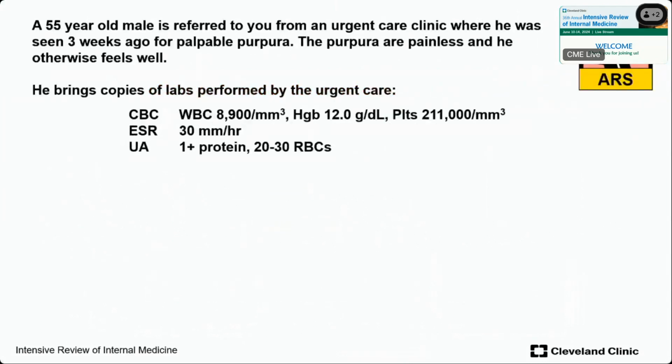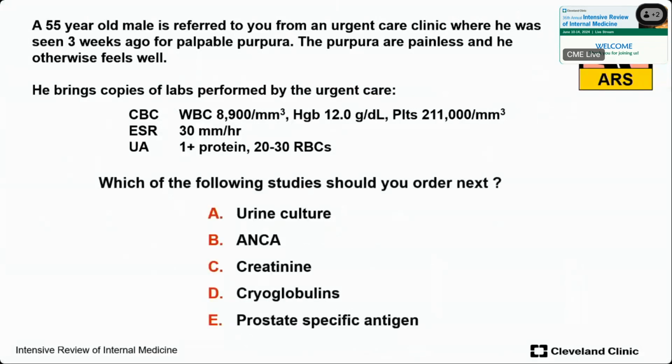This case is of a 55-year-old male who's referred to you from an urgent care clinic where he was seen 3 weeks ago for palpable purpura. The purpura are painless and he otherwise feels well. He brings copies of labs performed by the urgent care, which reveal a white blood count of 8.9, hemoglobin of 12.0, platelets of 211,000, sedimentation rate of 30, and his urinalysis shows 1+ protein and 20 to 30 red blood cells. Which of the following studies should you order next?